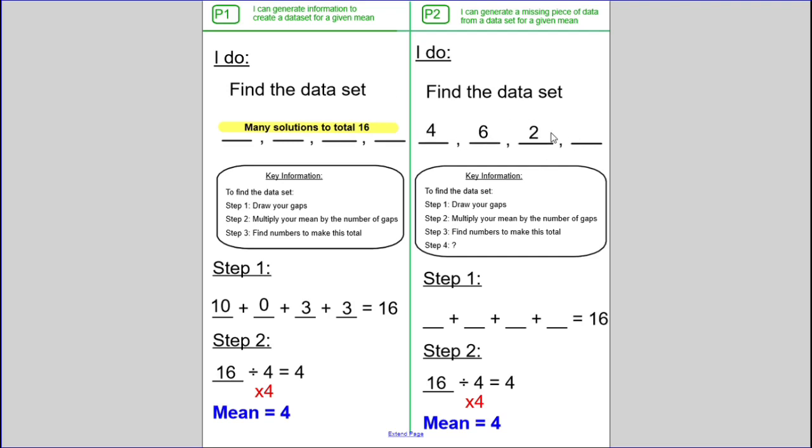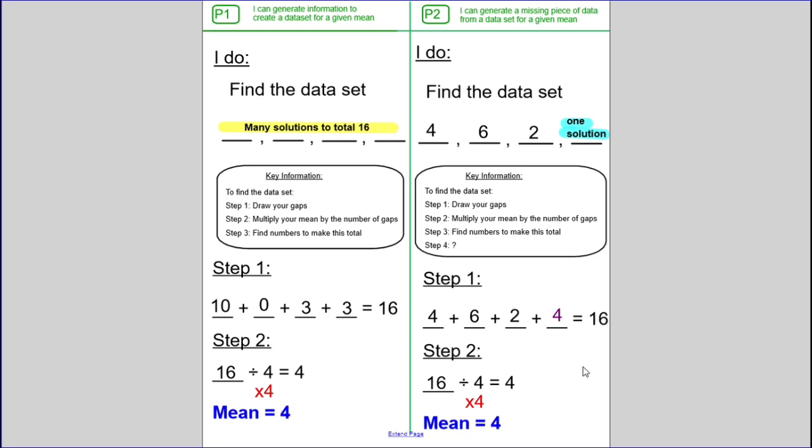We know that 4 plus 6 plus 2 plus something must give us a total of 16. So if I add all of these numbers together, I'm going to get a total of 12. So 12 plus something has to give us 16. Therefore, that number has to be 4. It can't be any other number possibly. So the missing number we're going to write down is 4. For this question, as you can see, we can only have 1 possible solution compared to many solutions that we had previously in P1 when no numbers were given to us.